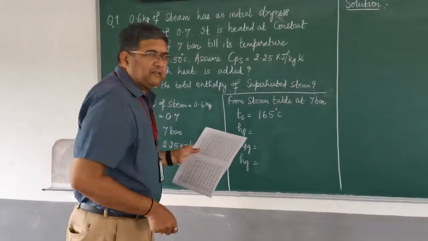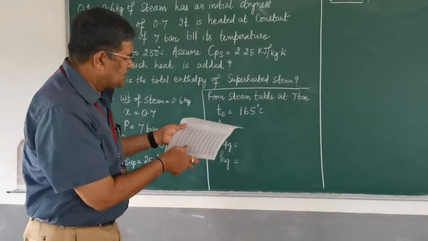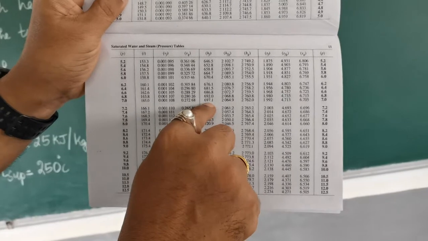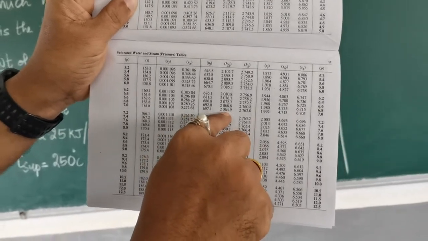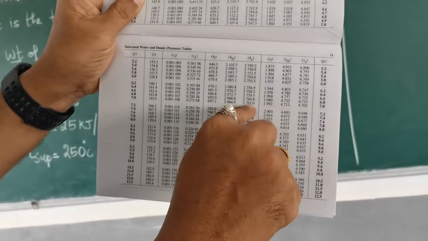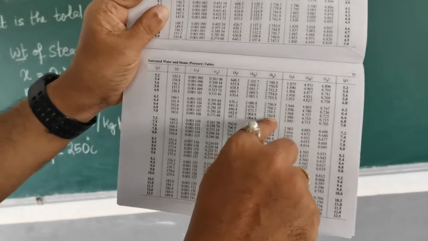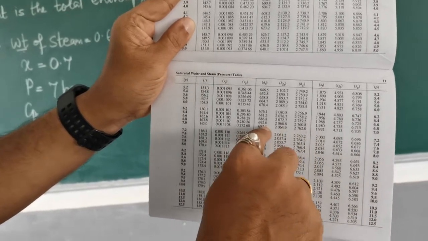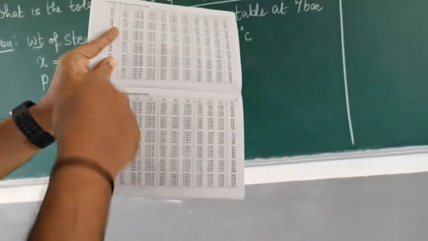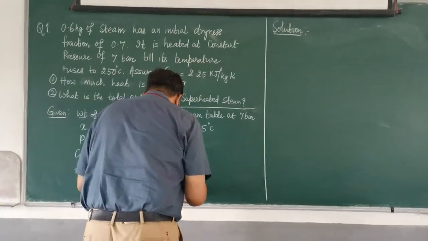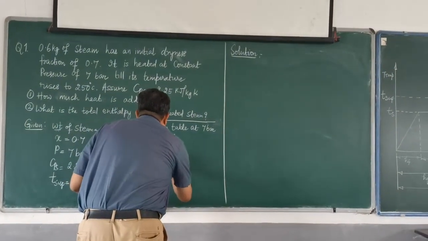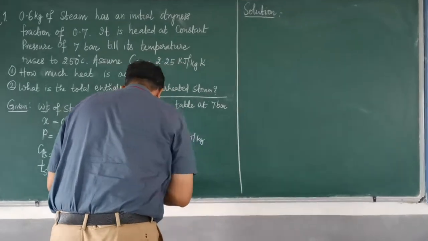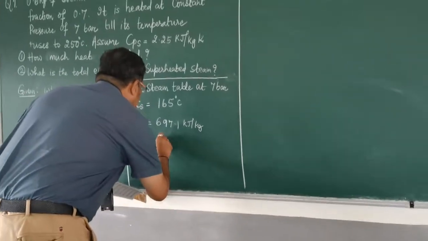Then we will note down the values of sensible heat, latent heat of vaporization and so on. So at 7 bar, we will find out HF is 697.1, HFG is 2064.9 and HG is 2762. Now actually you will find that this HG value is nothing but the addition of these two. If you add these two, you will get this value. But anyway, we will note them down separately. So I will write the values as 697.1, this is kilojoule per kg, then 2064.9.